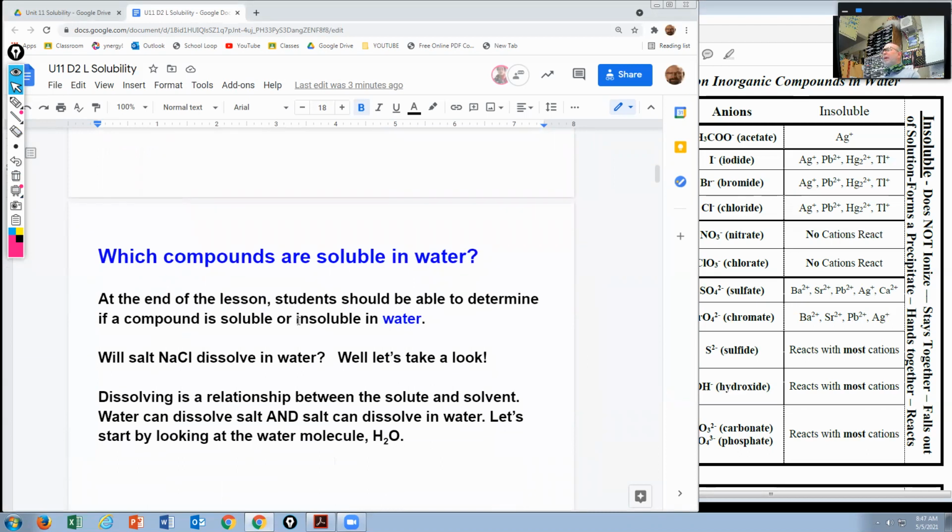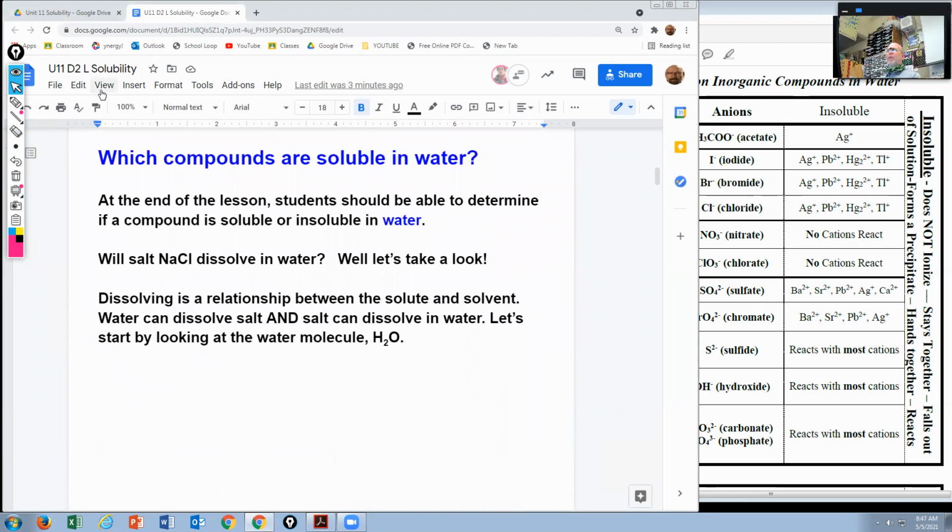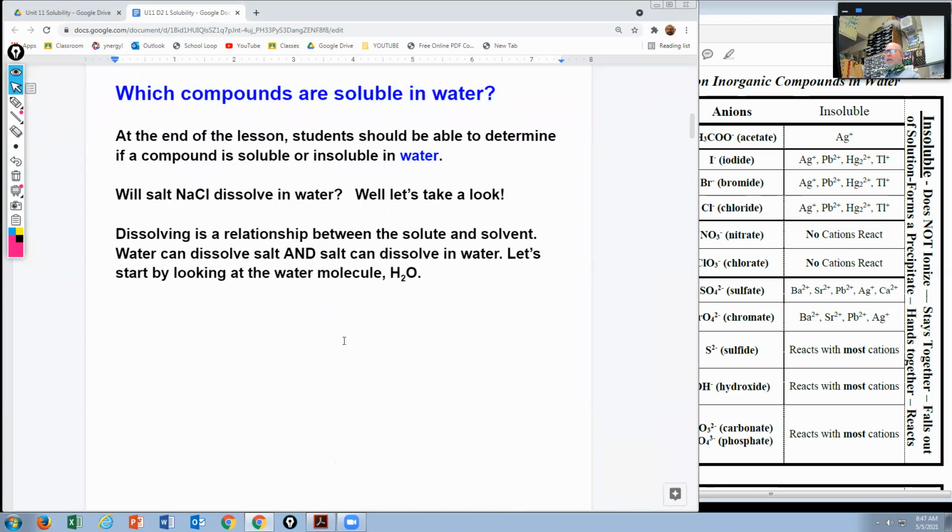So what compounds are soluble in water? Well, that's the whole point of this lesson today. We want to find out what dissolves and what doesn't dissolve in water when we're talking about ionic compounds. We'll be able to determine what dissolves. So will salt, NaCl, dissolve in water? We already know salt does dissolve in water, but we're going to see why it dissolves in water.